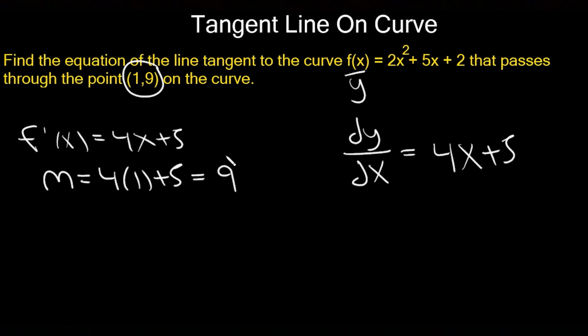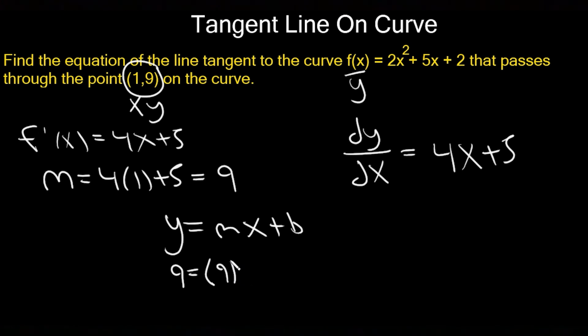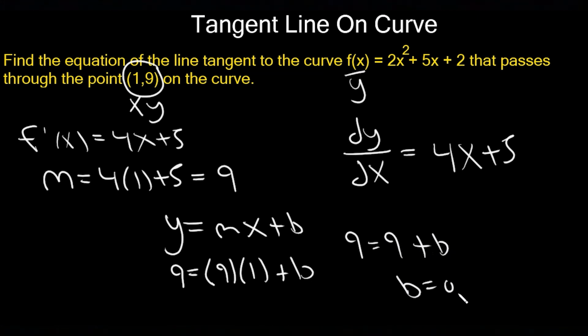which is equal to 9. And from here, you just have to plug it into slope-intercept form. So I have y equals mx plus b. Okay, so we're going to go ahead and plug it in. So what's my x? What's my y? Well, my x and y is right here. My x is 1, my y is 9. I'm going to plug this in. My y value is 9, so 9 is equal to my slope, which is also 9, times my x value, which is 1, and then plus b. So when I do this out, I get 9 is equal to 9 plus b. When I solve for b, I get b is equal to 0.